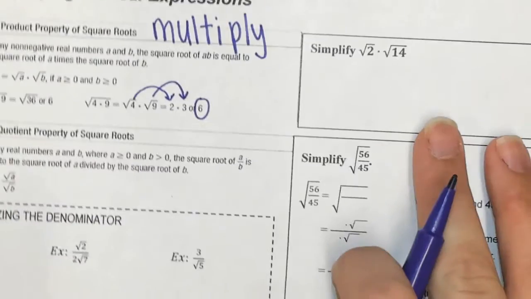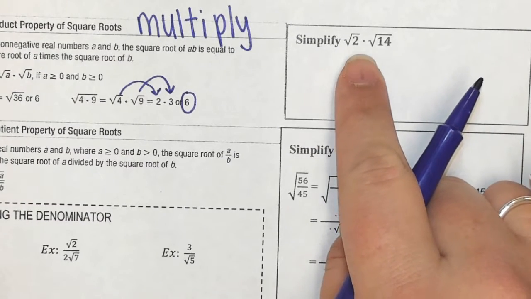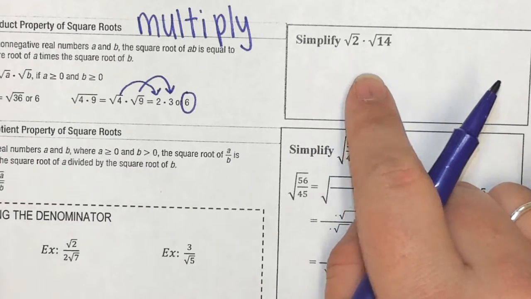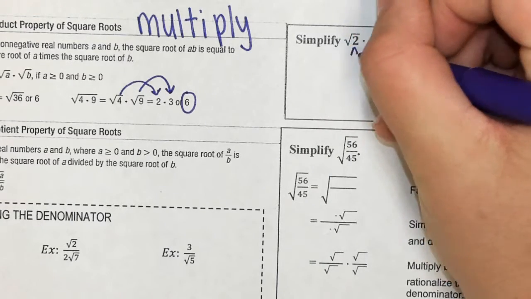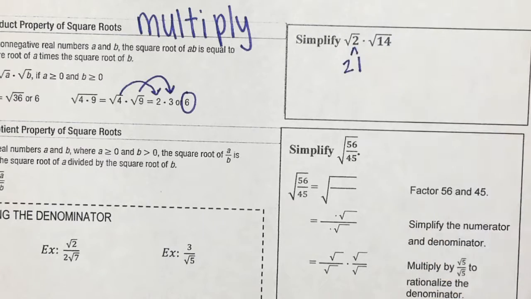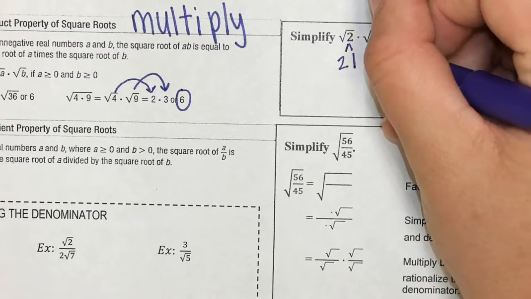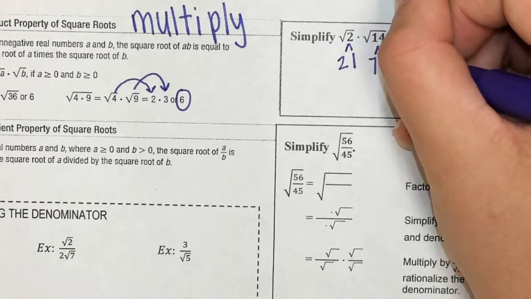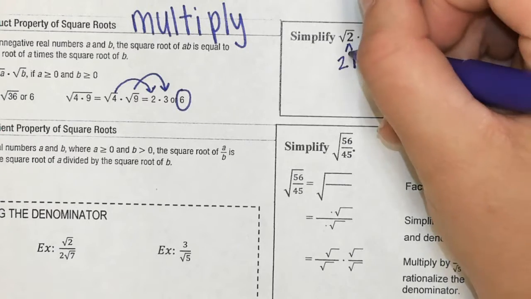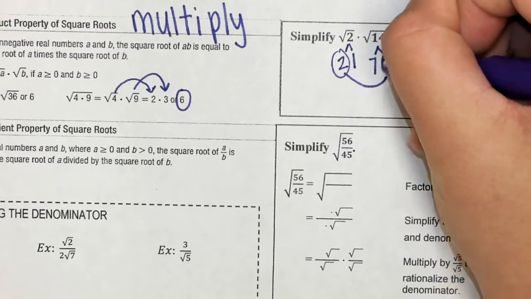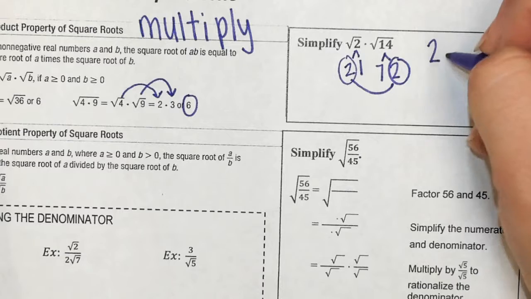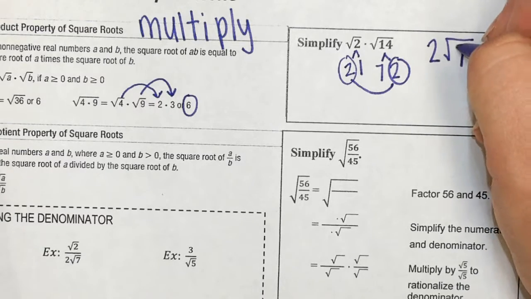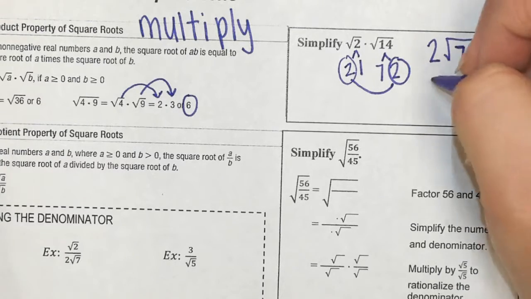Let's look at this example right here. We want to simplify the square root of 2 times the square root of 14. Well, let's go ahead and break it apart. 2 just breaks down to be 2 and 1. What's 14 break down to be? 7 and 2. So the only thing I can circle is 2 and 2. So those come out one time. So 2's in front, and who's left at home? 7. So that's your answer.